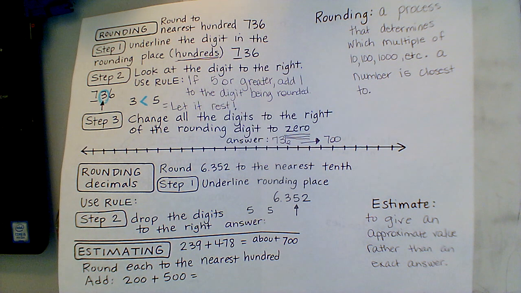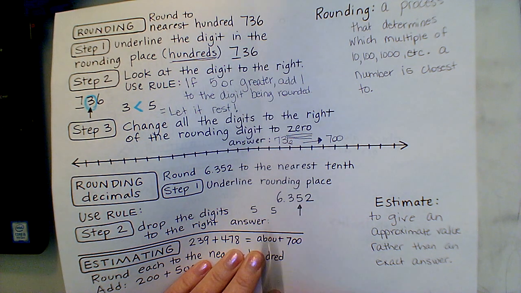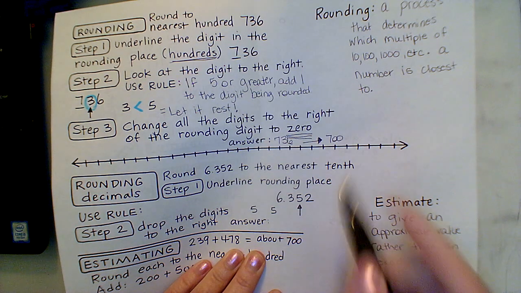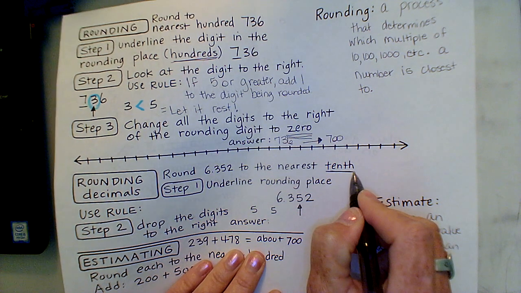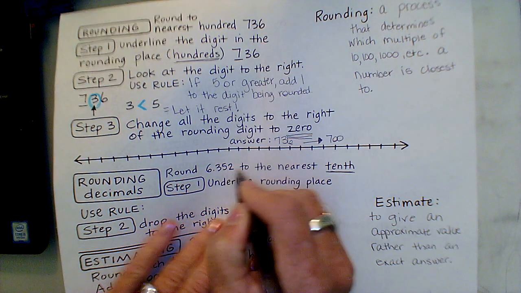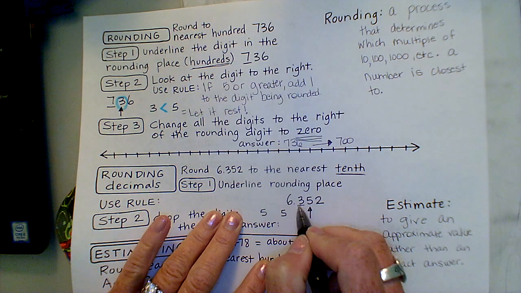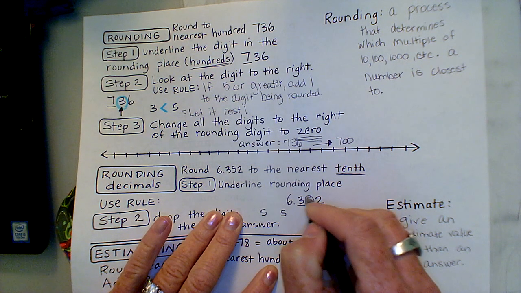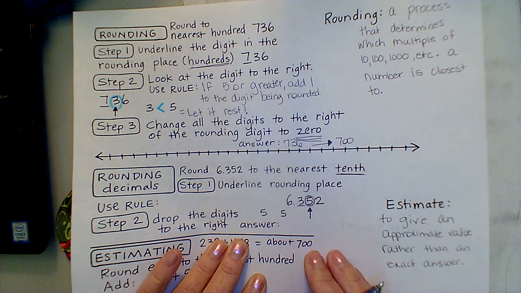Okay, let's look at the example of rounding decimals. This says round 6 and 352 thousandths to the nearest tenth. So again, we're looking at place value, and we're looking at the tenths digit, which is the first digit after the decimal. So we are going to underline the rounding place, and we are going to circle the one next to it. Okay?